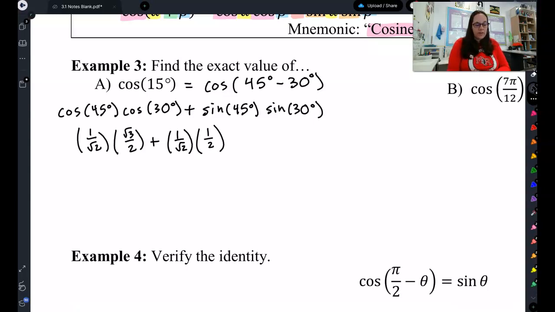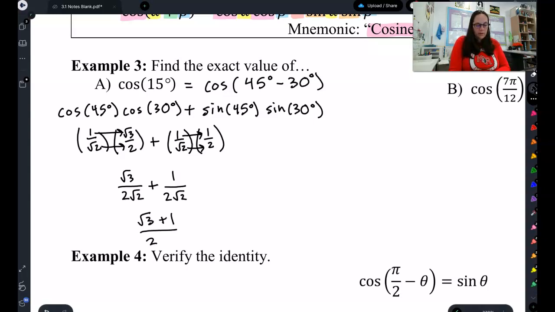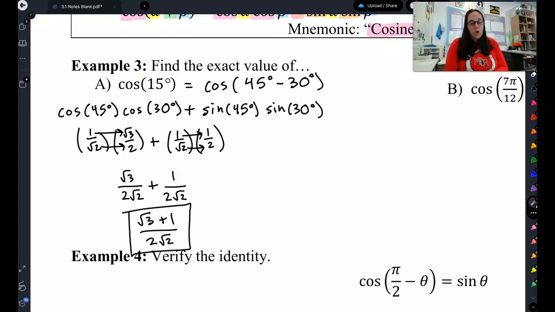Now, if I multiply these together, just multiply across. 1 times root 3 is root 3. And then I have root 2 times 2, which is 2 root 2. Plus 1 times 1 is 1 over 2 root 2. And we notice, hey, these have a common denominator. And we're done. So even though 15 degrees wasn't on our unit circle, we could use this cosine changes the silly sign to change it to unit circle values, which we can then find.